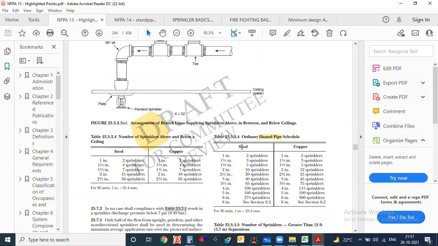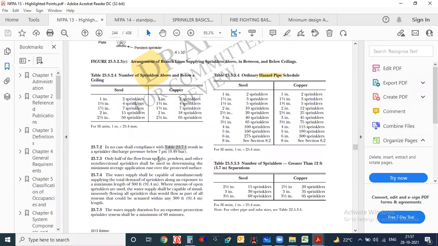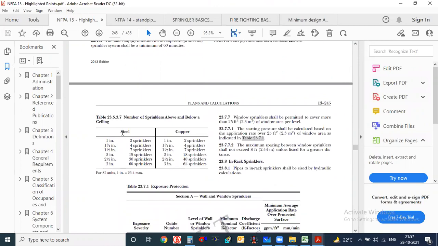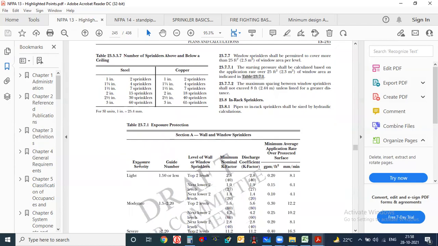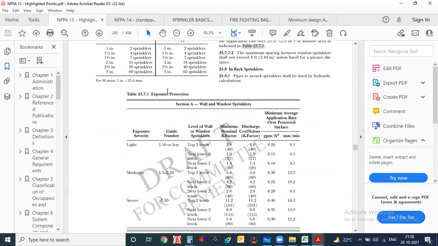Here the ordinary hazard pipe schedule is given, up to 8 inches they have given for the ordinary hazard pipe sizing. Steel and copper. Number of sprinklers greater than, okay, leave this. For extra hazard they have not given. Even here also they have given for ordinary sprinklers above and below a ceiling you can connect up to 3 inches. So you have to remember this table, because whenever we are doing the calculations we have to always come back to this particular sheet and do our calculation.